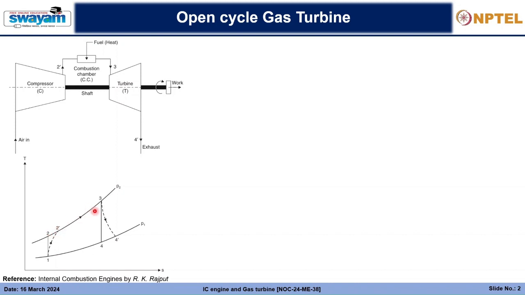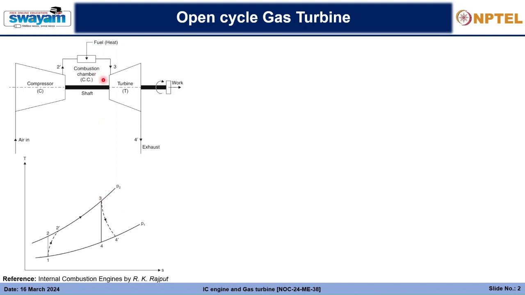get its temperature elevated to state 3, and from point 3 it will go into the turbine. So point 3 is the inlet to the turbine, and after that you can see that the gas expands, meaning the pressure now decreases from P2 to P1 out here.